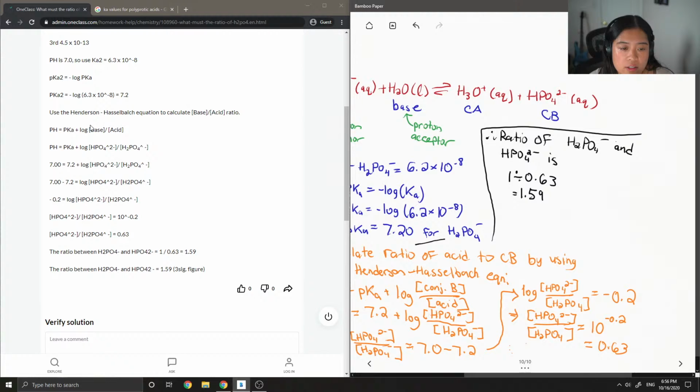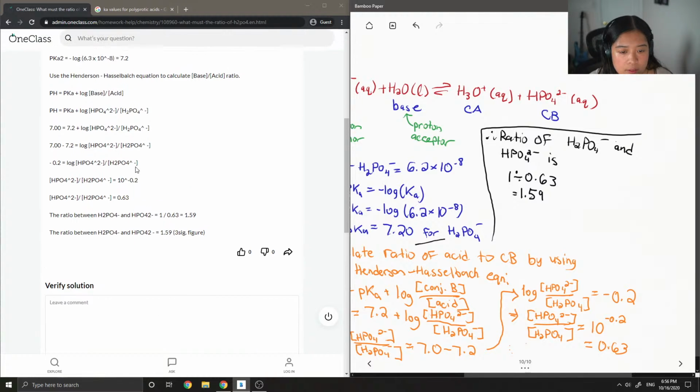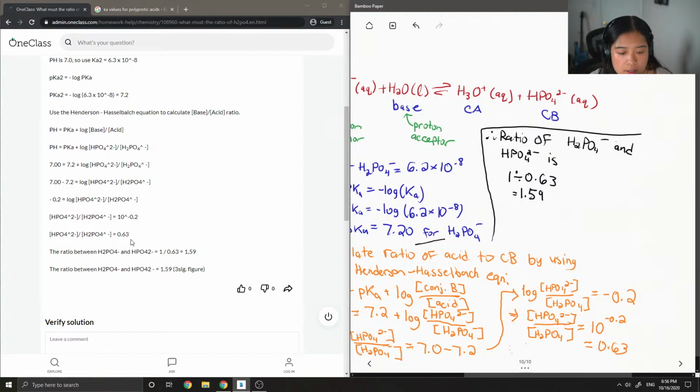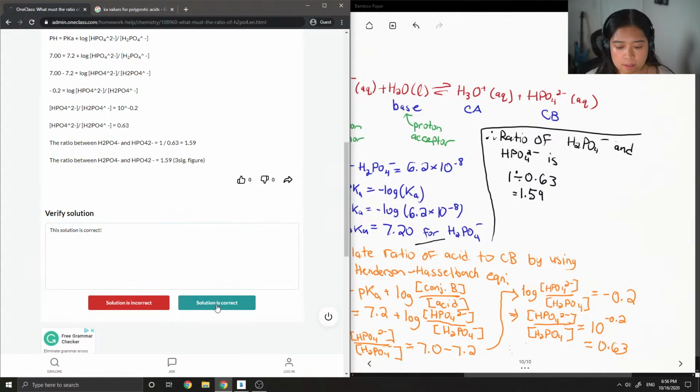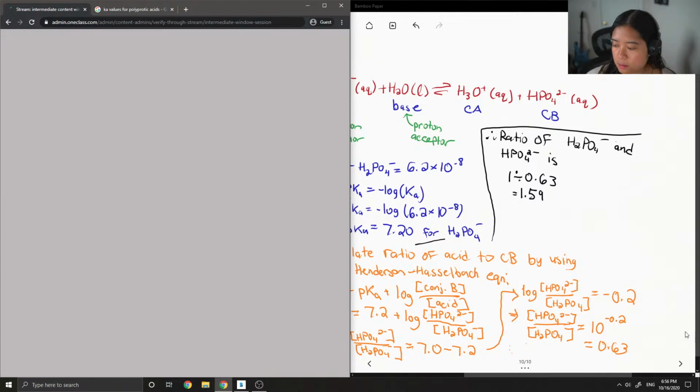And then next they use the Henderson-Hasselbalch equation. They got the 0.63. And then they did the ratio that I did as well. They even took into account the significant figures. So this solution is correct.